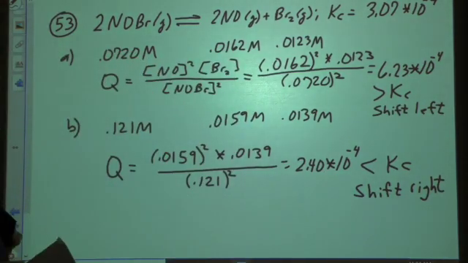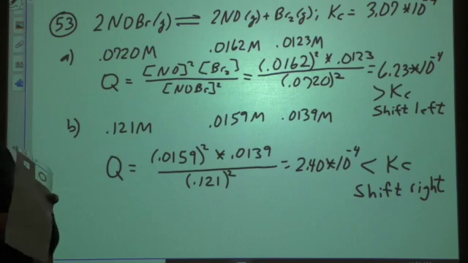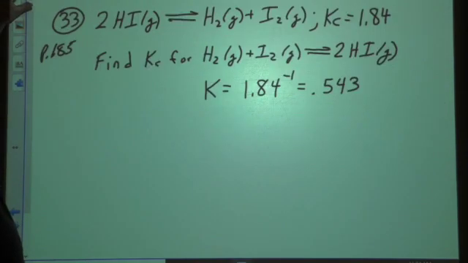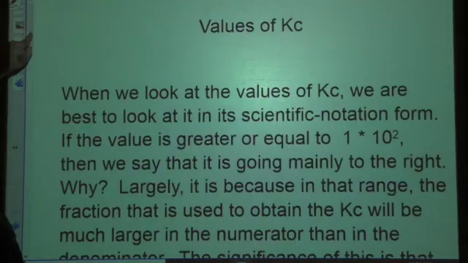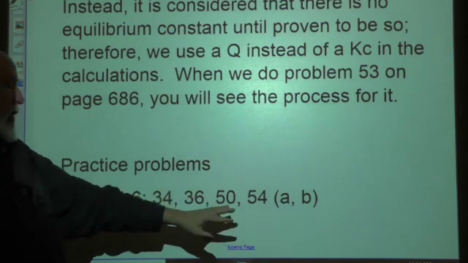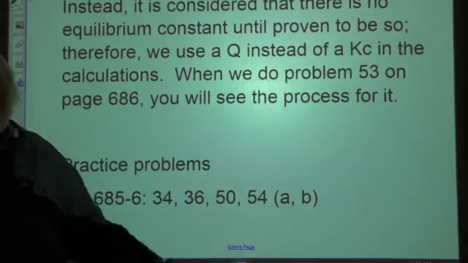Okay? So those are the types of problems that you're going to be dealing with in this assignment. Your practice problems: 34, 36, 50, and for number 54, just do A and B.